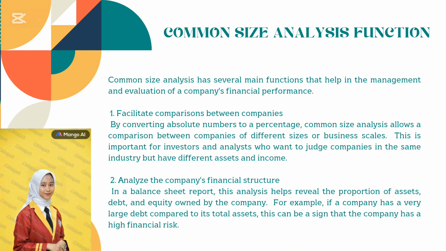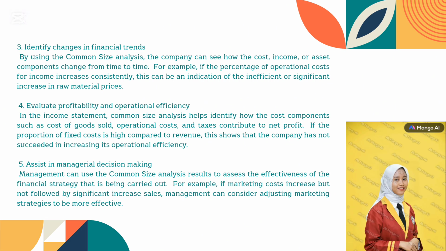Point 2. Analyzing the company's financial structure in the balance sheet report. This analysis helps reveal the proportion of assets, debts, and equity owned by the company. For example, if a company has a very large debt compared to its total assets, this could be a sign that the company has a high financial risk. 3. Identifying changes in financial trends. By using common size analysis, companies can see how components of costs, revenues, or assets change over time. For example, if the percentage of operating expenses to revenue increases consistently, this could be an indication of inefficiency or a significant increase in raw material prices.